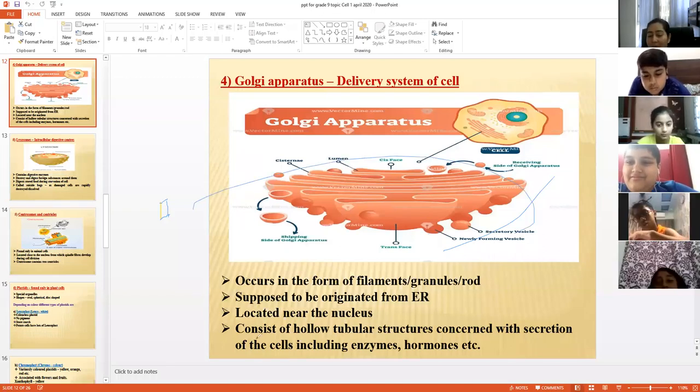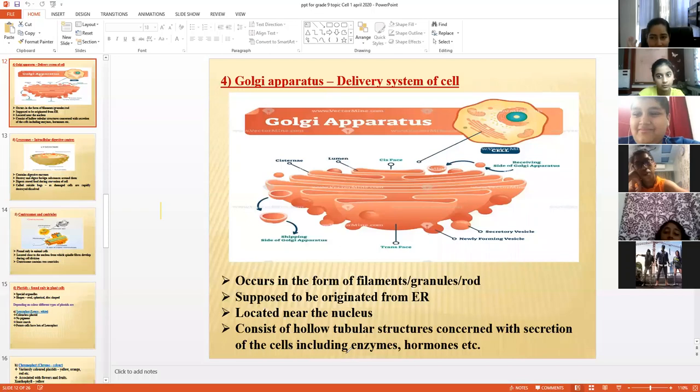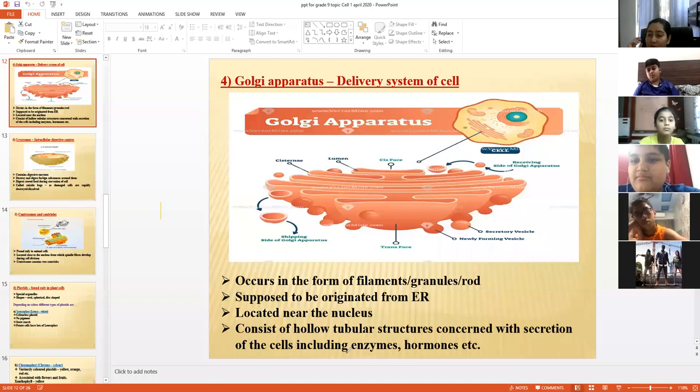Now, what does it do? It helps with the secretions of the cells, including enzymes and hormones. What is the function? Now, children, when I talk about respiration, you all know about respiration? In respiration, glucose is broken down to give you a lot of energy. But do you think it is a very simple chemical reaction? Will it not need any enzymes? It will need enzymes, right? So who is responsible for giving those enzymes to the cells? It is the Golgi apparatus, because it is producing enzymes. It is producing hormones.